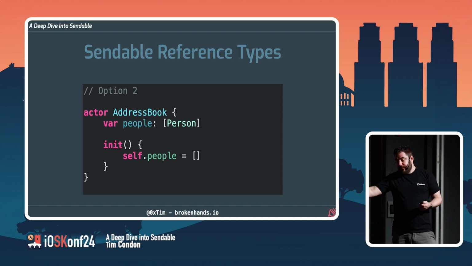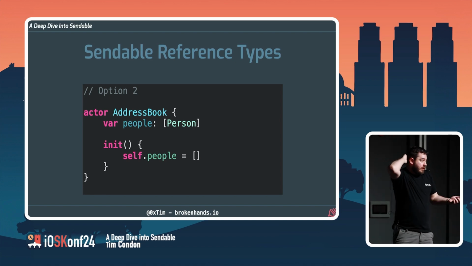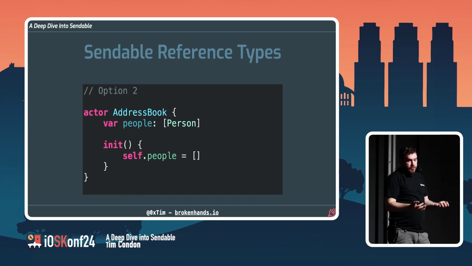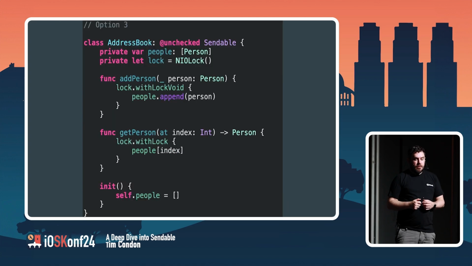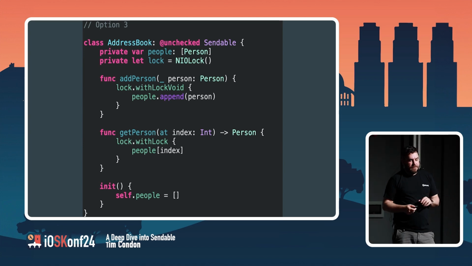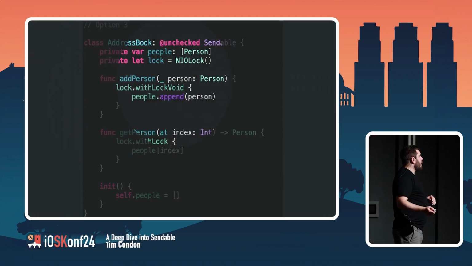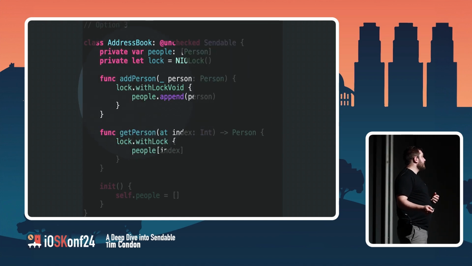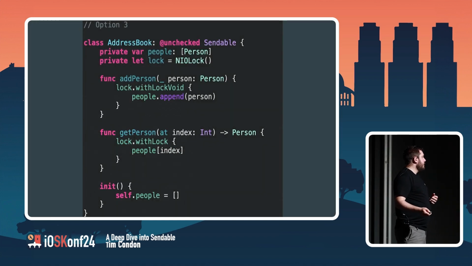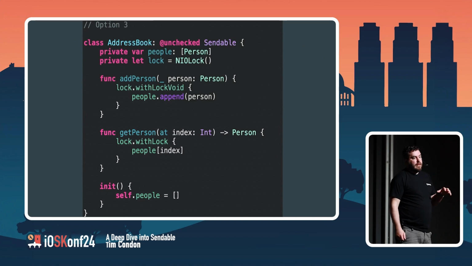But actors aren't always the best solution. Sometimes they're not what we want. Sometimes it's impossible to add because it will ripple async await throughout your code. And sometimes we just can't adopt them. So other options are using your own locks and essentially simulating what actors do. So in this instance, we have our array of people that's made private, and then we have a lock. And then any accesses to adding or getting a person is synchronized with that lock.